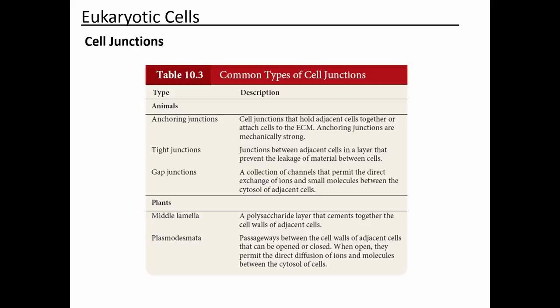And then the last type are gap junctions. What we're going to see the gap junctions do is they actually allow two cells to directly communicate with each other, because gap junctions are going to connect the cytoplasm of two cells.